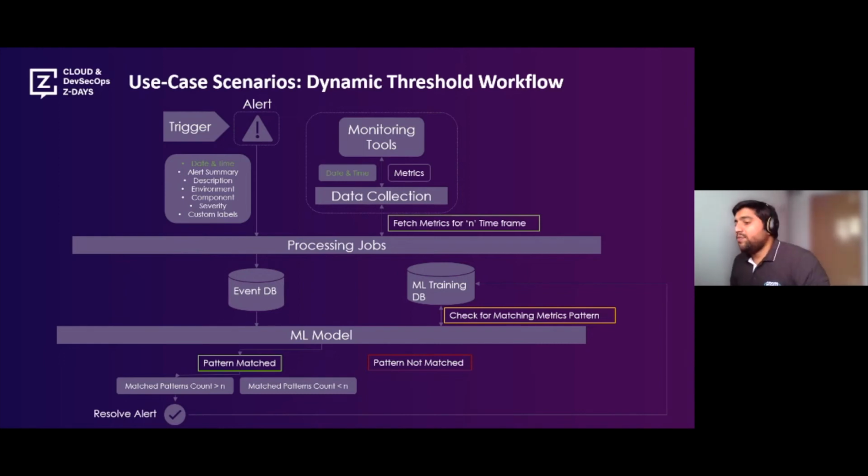Once the model is mature enough, we can have the workflow resolve the alert, or instead we can send a suggestion to the SRE through an alert, saying that it looks like there are 5 patterns in the history for this alert, which say this usage is temporary, this hike is temporary. So maybe you can resolve this one. The SRE can take a call on whether to resolve the alert or not.